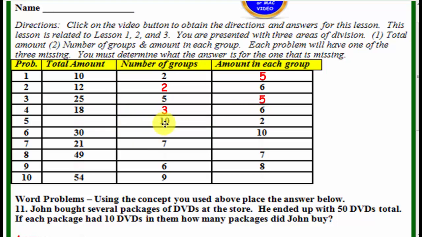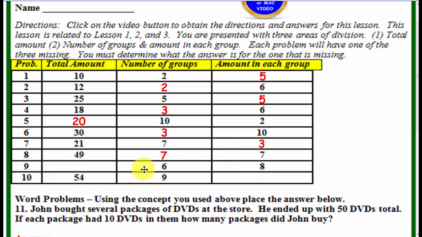Now, we know that there's going to be 10 groups of 2 in each group. 2 times 10 is 20. And for this problem, there's a total of 30, and there's 10 in each group. How many groups? 3. 3 times 10 is 30. Number 7, there's a total of 21, and there's 7 groups. So how many in each group? 3. 3 times 7 is 21. Number 8, if there's 49 total, and we know we have 7 in each group, how many groups are there? 7. 7 times 7 is 49.